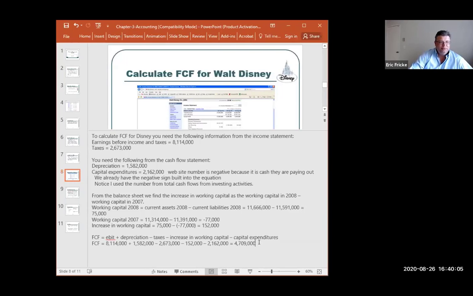So in the end, what we did is we found EBIT on the income statement. Then you add back depreciation from the cash flow statement. Then you subtract taxes. That's on the income statement again. Then you calculate the increase in working capital. We did that on the balance sheet, right? We took this year's working capital and subtracted last year's working capital, and that's the increase, okay? And then we went to the cash flow statement and we got capital expenditures and plugged that into our formula. So that's how we calculate free cash flows to the firm in finance, okay?